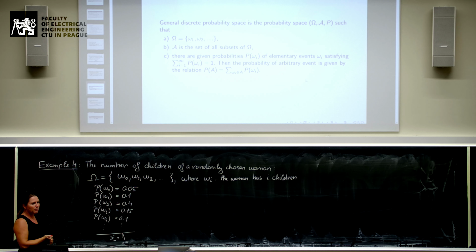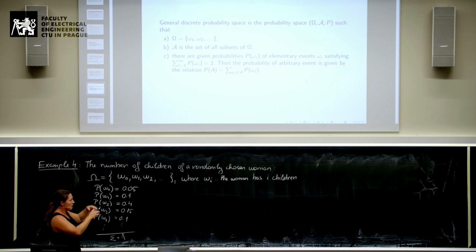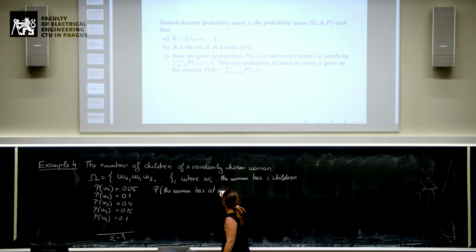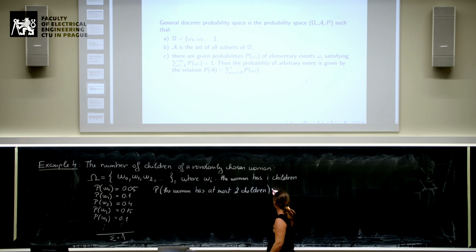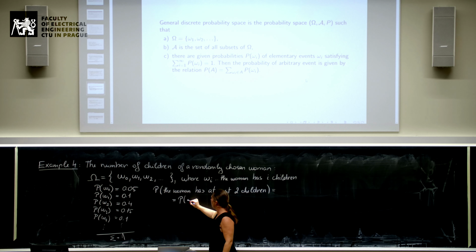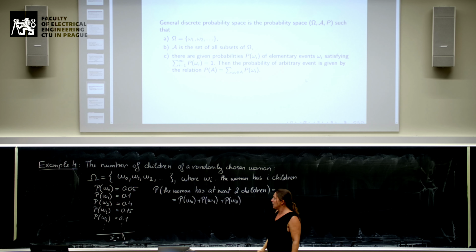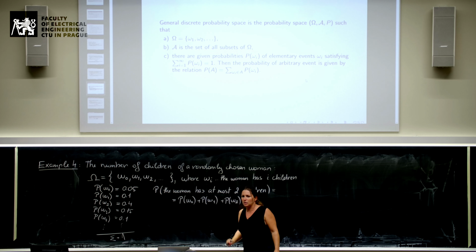And how we calculate the probabilities of random events, which consist of these elementary events, we just make a sum of the probabilities of the corresponding elementary events. So, for example, when we care about the probability that the woman has at most 2 children, then we calculate this probability as the probability that the woman has no child plus the probability that the woman has 1 child plus the probability that the woman has 2 children.